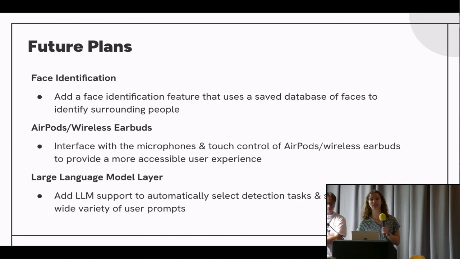We also want to interface with AirPods or wireless earbuds. So instead of having to use the phone touchscreen to start recording, we could automatically work with their microphones and touch control to just make it more accessible overall. And then finally, adding a large language model layer. This would allow us to automatically select detection tasks and settings from a wider variety of user prompts instead of doing simple string matching.